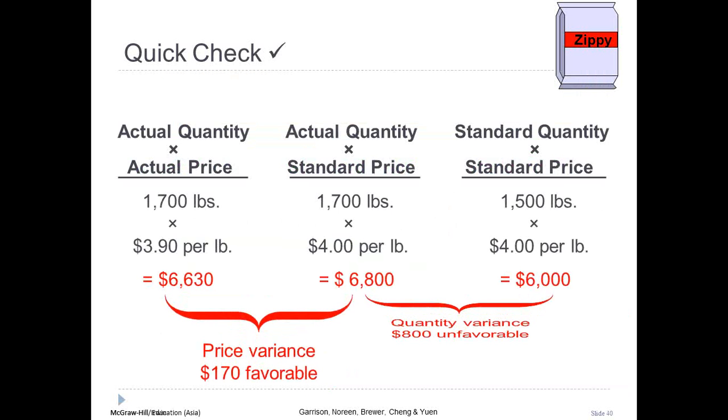Here we see a summary of the material price and quantity variance computations in a convenient 3-column format. You may find this 3-column format more helpful than the equations we used in the previous 2 questions. Let's extend the Hansen example by increasing the quantity of material purchased to 2,800 pounds at a total cost of $10,920. All other information is the same as before.